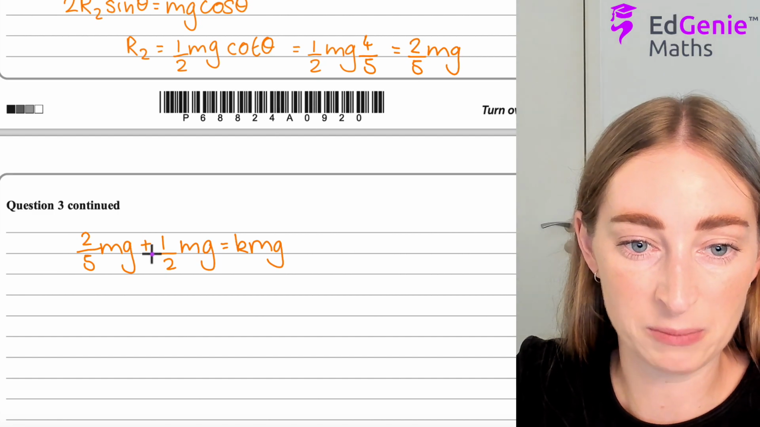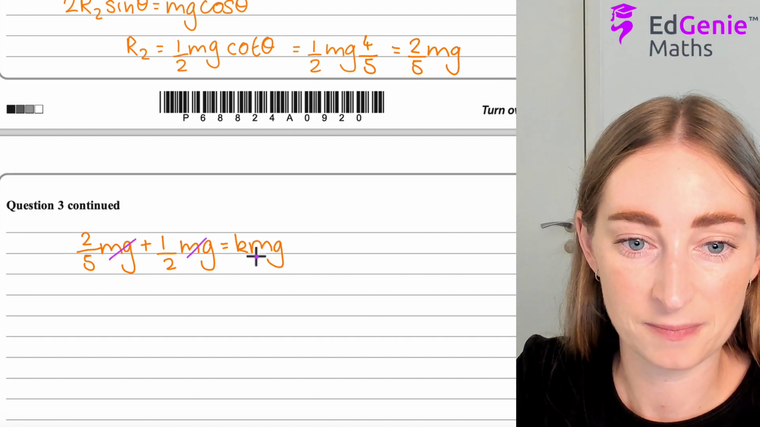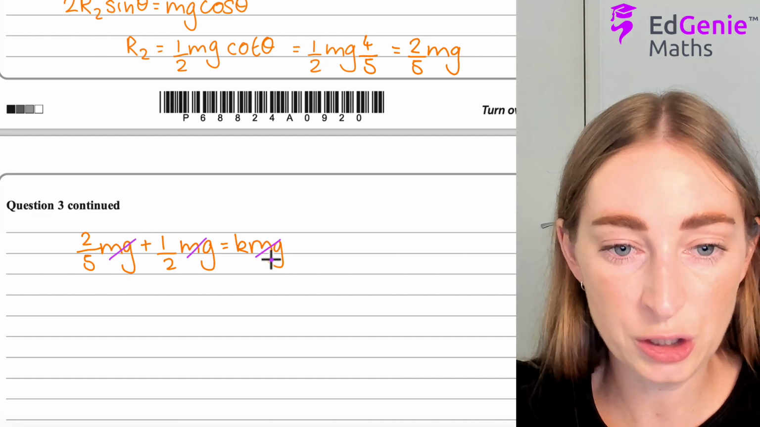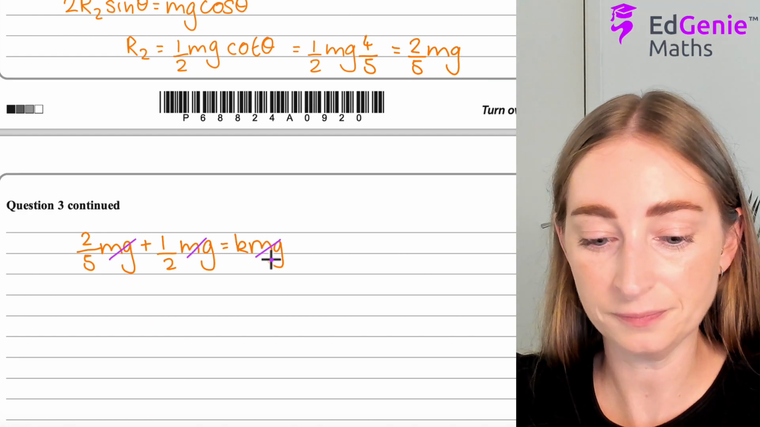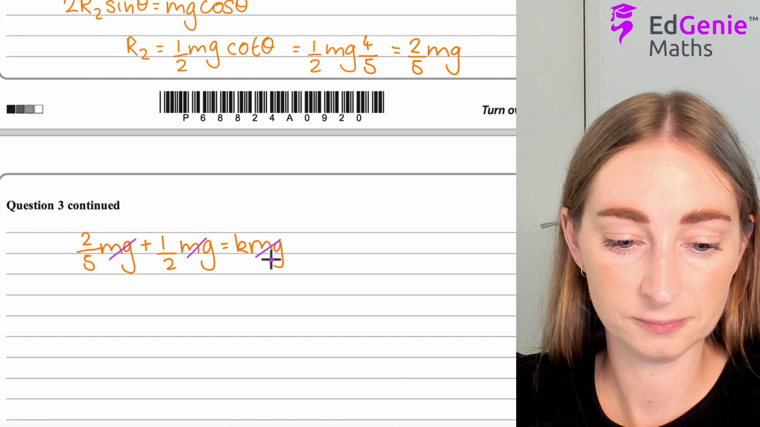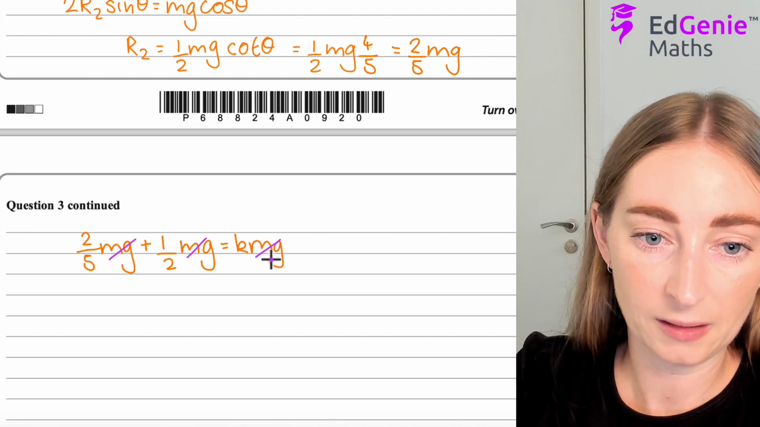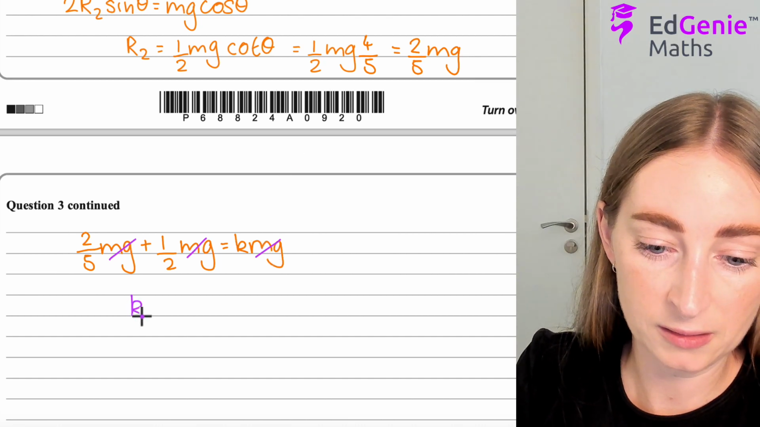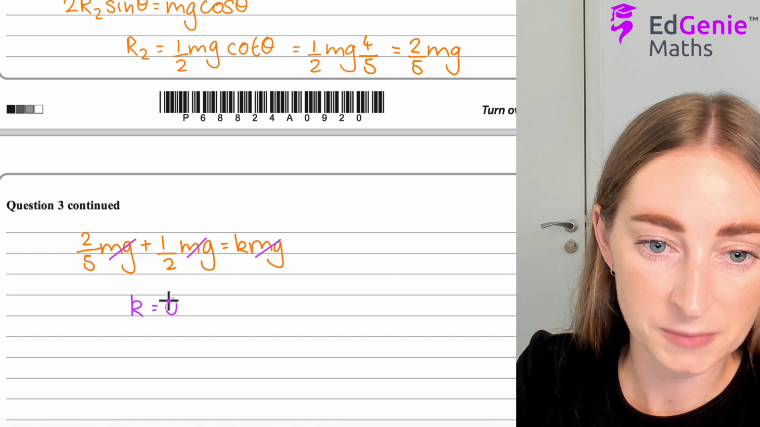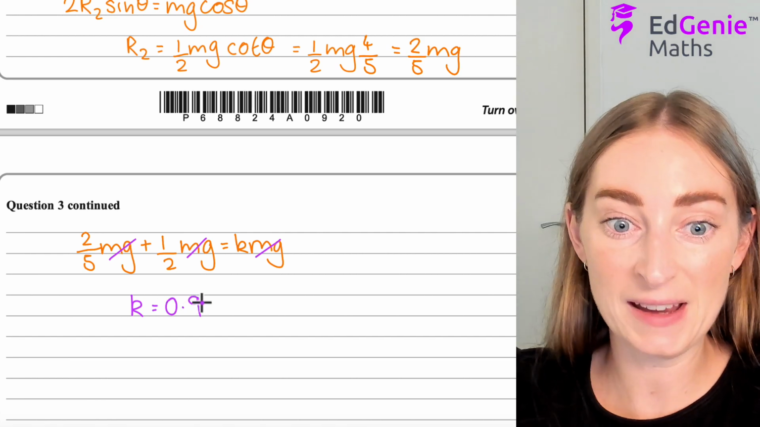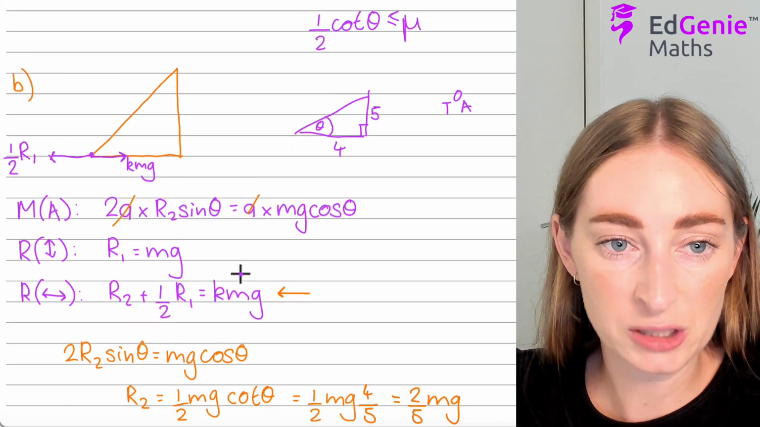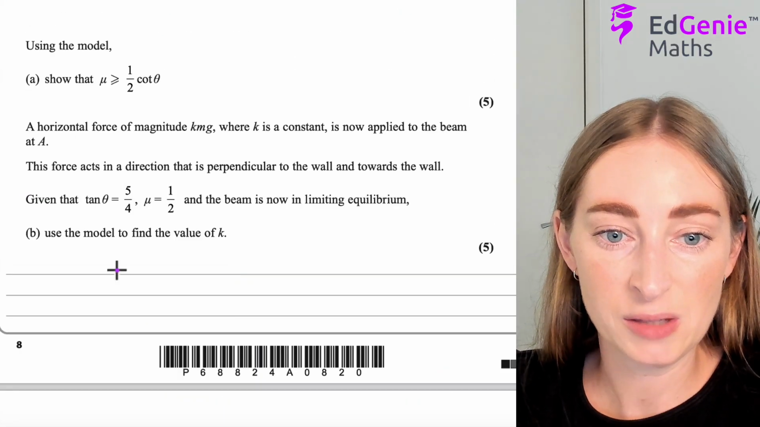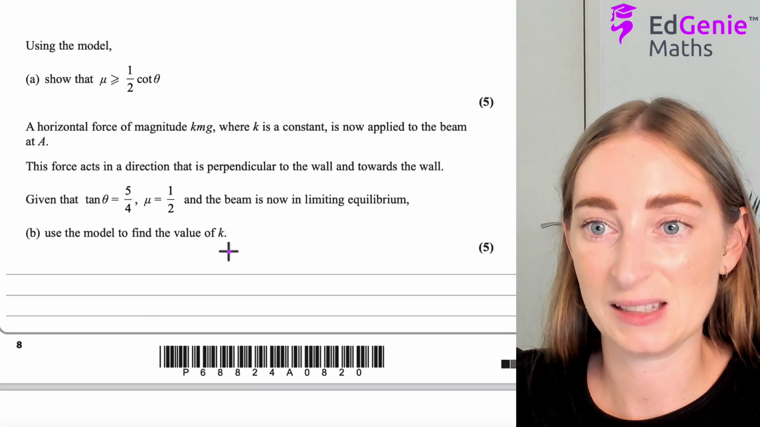Divide everything by mg. 5 over 2 plus a half is 9 over 10, or 0.9. So that is our value for k. Let's just go back and check that we've answered the question. Use the model to find k. Yes, so we have.